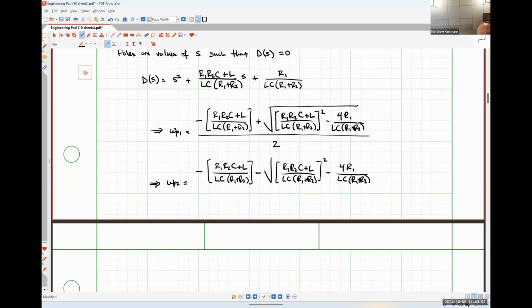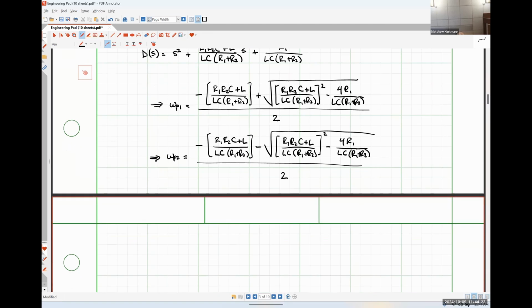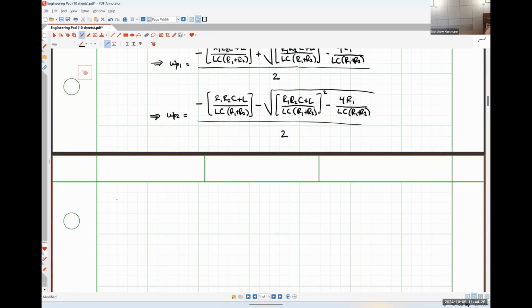Sorry. All over 2. Just to be clear, it's nothing more than the application of the quadratic equation. Okay, so our poles are well identified, our zeros are well identified. And so from this information, we could create a pole zero constellation to see whether or not this particular system is stable, right?